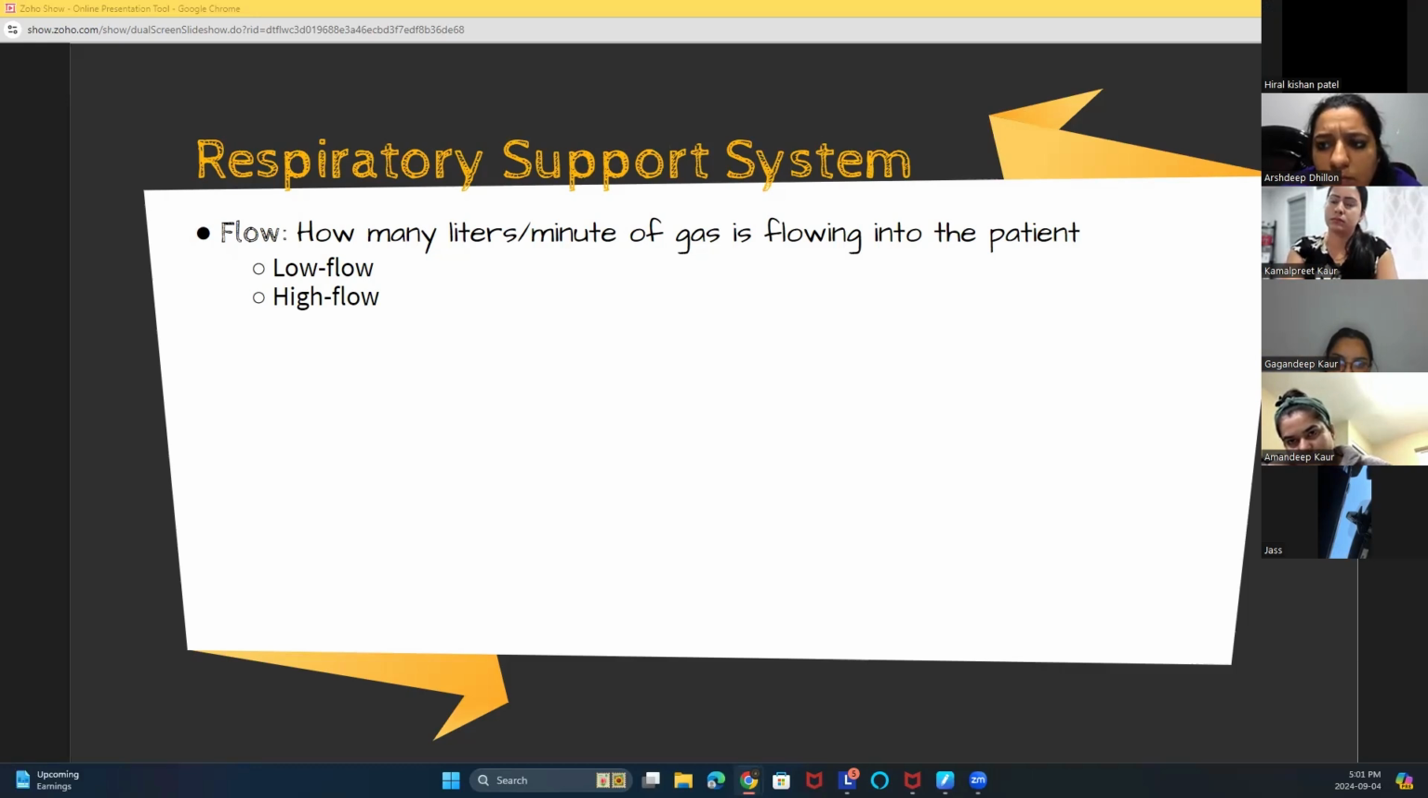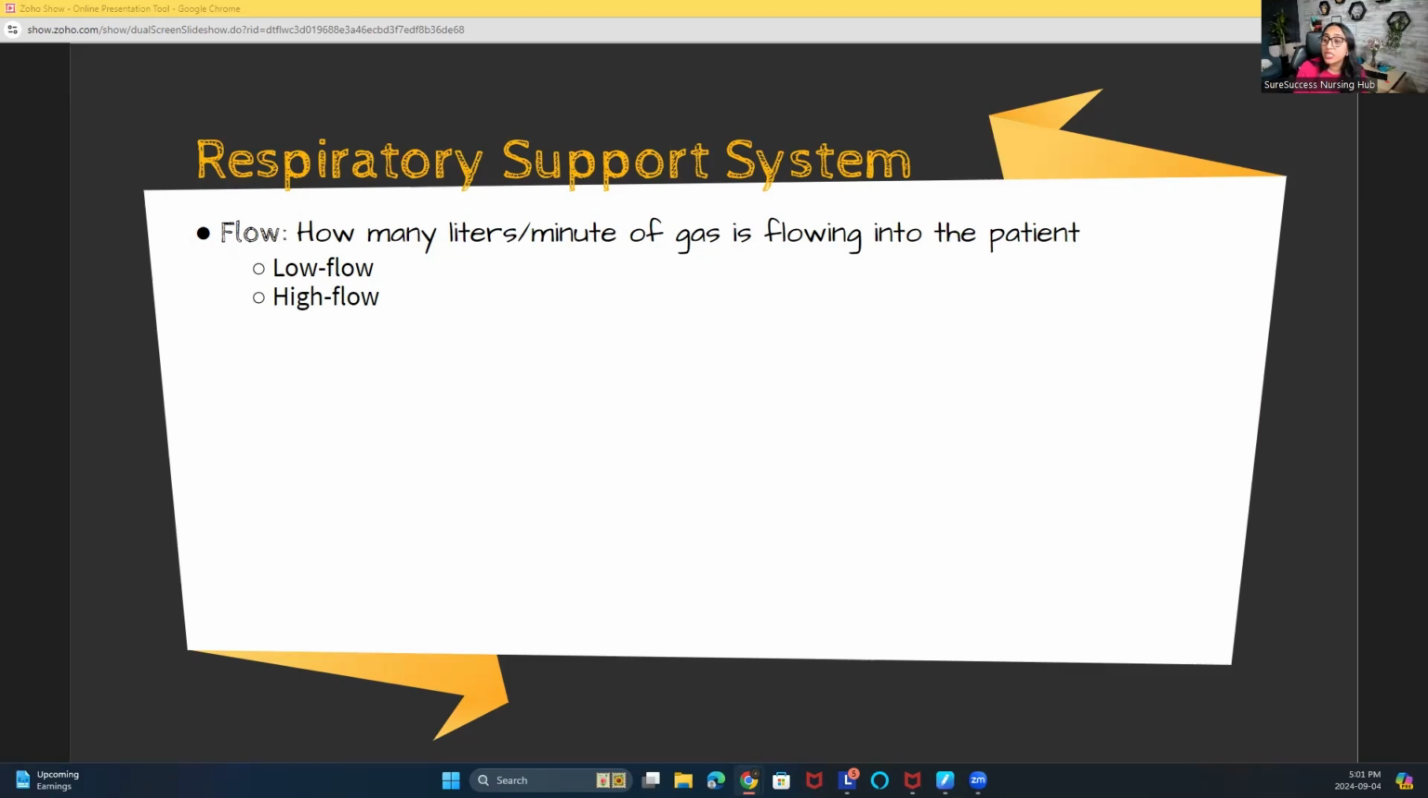Okay, I will give you the example. I will show you the picture. Another term we normally, maybe you have seen, FiO2. Not important for your exam, but I am teaching you as nurses also in future. Have you heard the word FiO2?